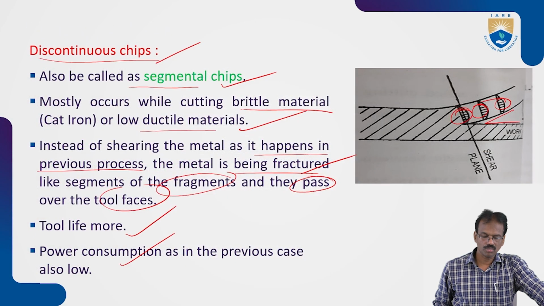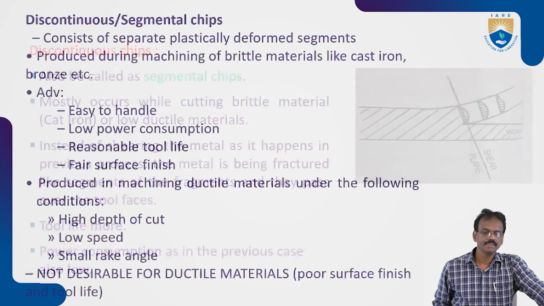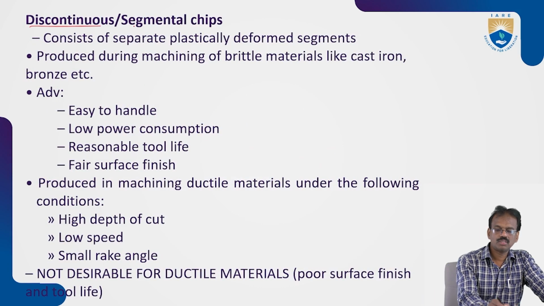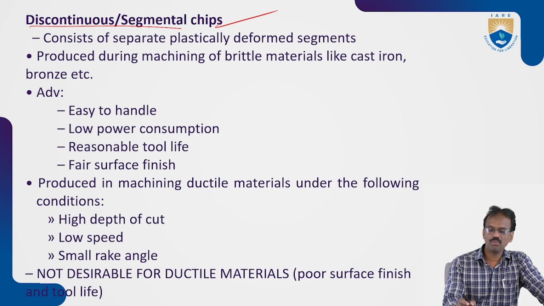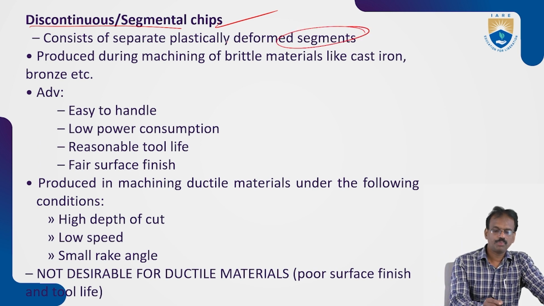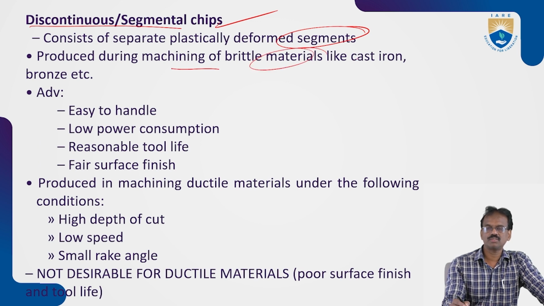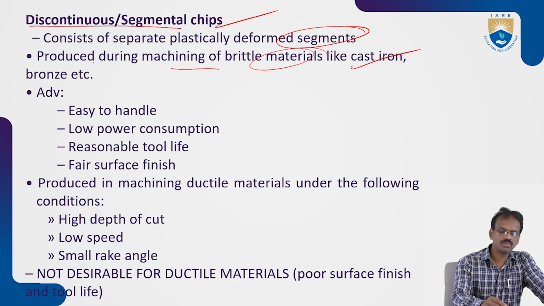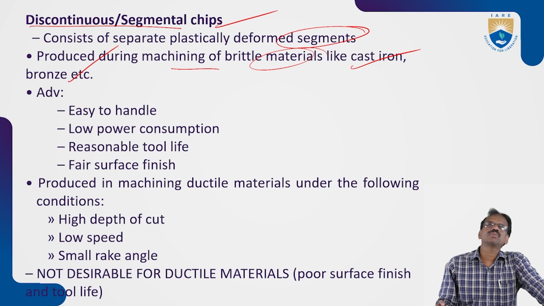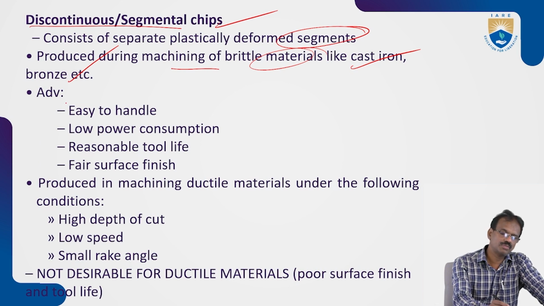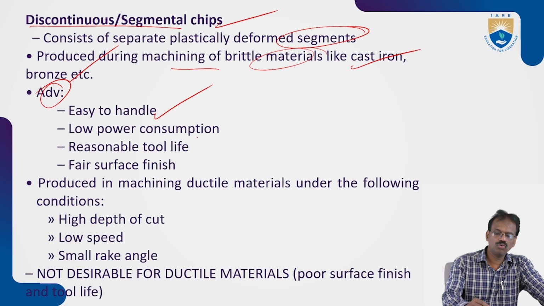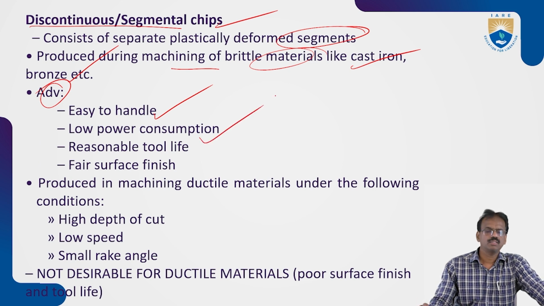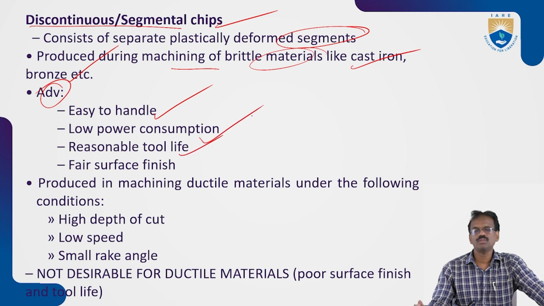So this is the discontinuous chips you can see. We'll see discontinuous or segmental chips. They consist of separate plastically deformed segments, produced during machining of brittle materials like cast iron or bronze. The main advantage of segmental or discontinuous chips is that they are easy to handle. You can handle the manufacturing or finishing process easily, and they take low power consumption and give reasonable tool life. So we'll get good tool life.